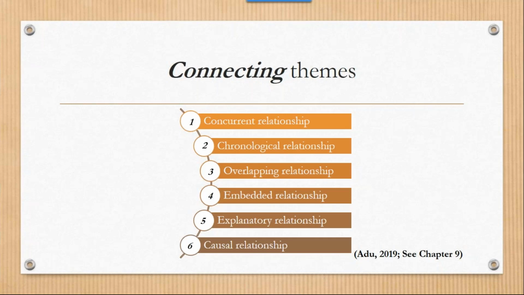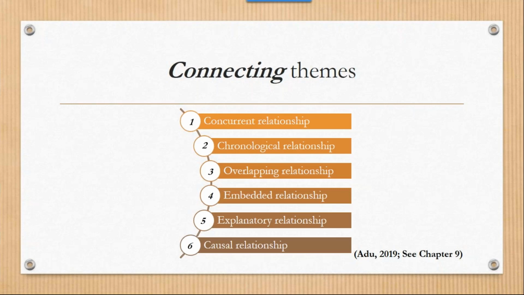There could be a concurrent relationship between them. This means that the themes are happening at the same time. Maybe it's chronological: one starts and then is followed by another. Or it's overlapping. So you ask yourself: do you have any overlapping relationship among the themes that you have?